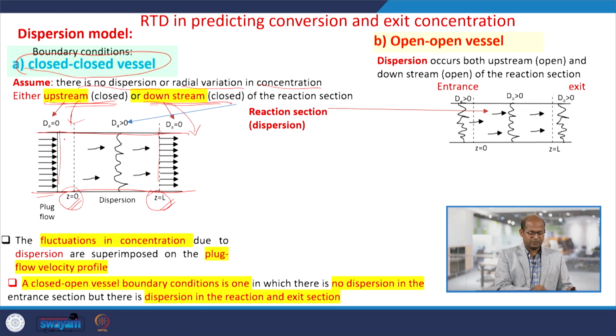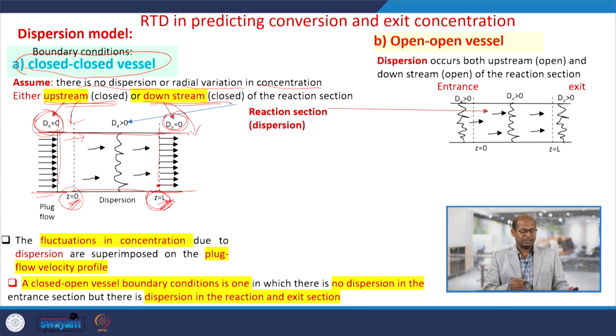Once it crosses the point z equals 0, then diffusion might be there. Outside of that, or before that z, there is no diffusion, meaning D equals 0. If there is no diffusion, the diffusion coefficient should be 0. Here also, at z equals L, after leaving this point, there is no dispersion. So before entering and after leaving these points there is no dispersion.